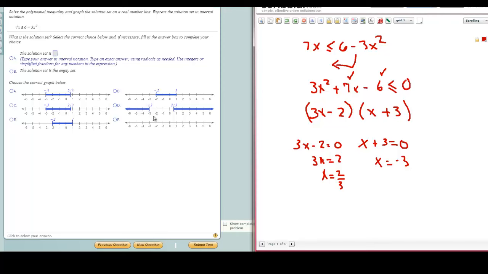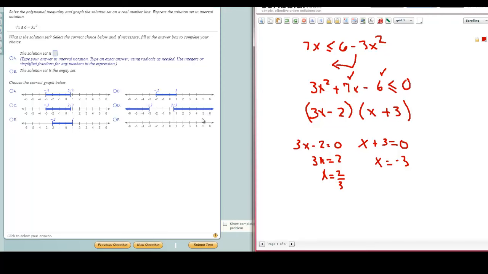Now, going back to the equal to part, we just got to have a bracket, not a parenthesis. So C has parentheses, so that one is out. So we're down to A or D. Well, let's see here. That one's shaded in. That one's shaded out. So what to do?